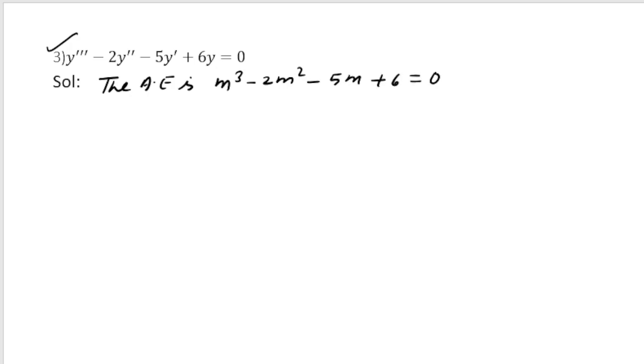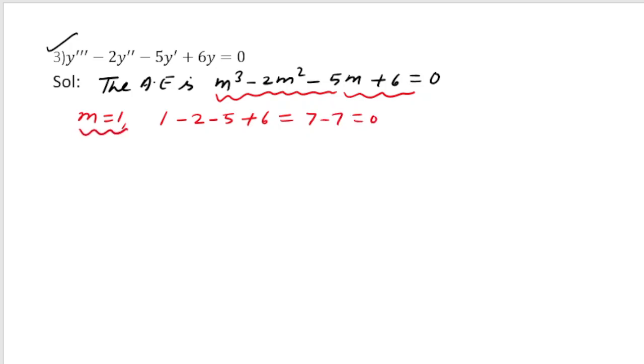And this is a cubic equation. So how can we find the roots of a cubic equation? To find a root, we are going to use the hit and trial method. So what is the hit and trial method? I will start with m is equal to 1, and I will check whether it satisfies this equation. If I take m is equal to 1, I will get 1 minus 2 minus 5 plus 6. So we got 7 minus 7 is equal to 0.